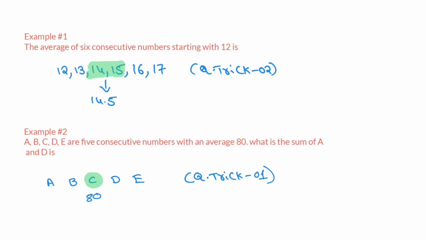So the value of C is 80, then the value of B becomes 79 and the value of A will be 78. Similarly, the value of D is 81 and the value of E is 82. Here we need the summation of A and D, which is equal to 78 plus 81. That value is 159.